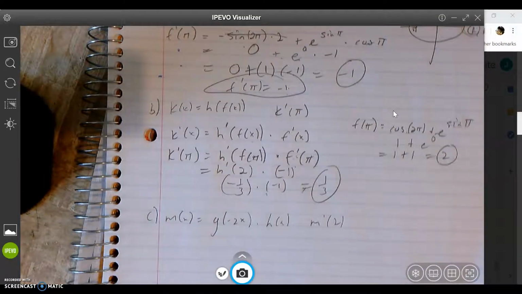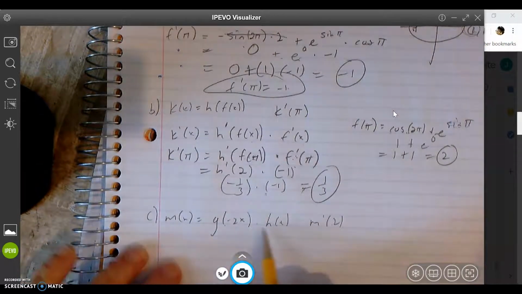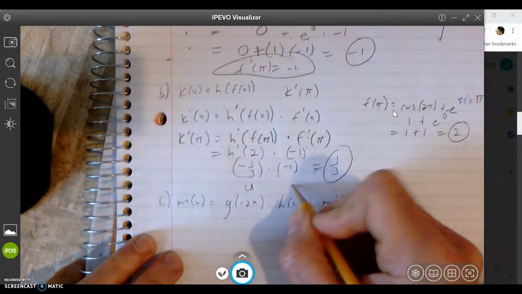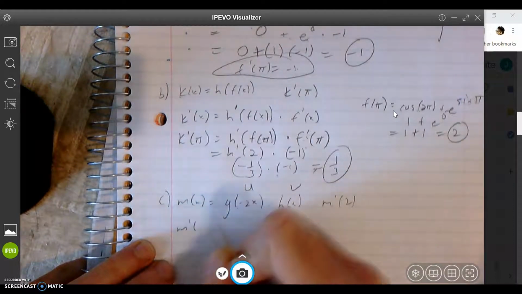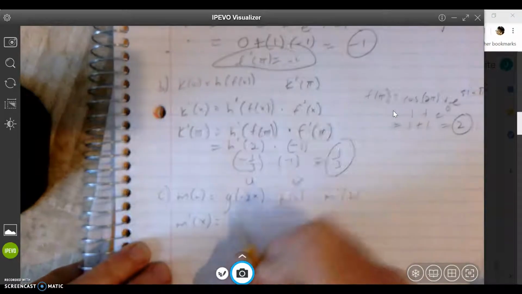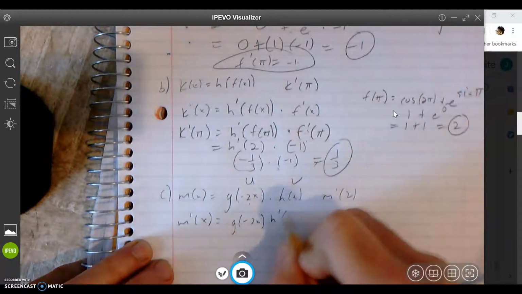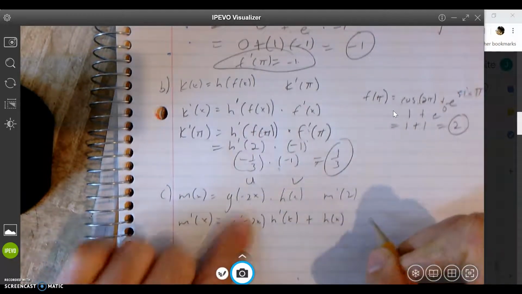Okay. So m prime of 2, so I need to find the derivative of this. I can find the derivative of this and this, so this looks like a product rule. So m prime of x first, before I plug in 2: write down the first, derivative of the second, plus write down the second, derivative of the first.